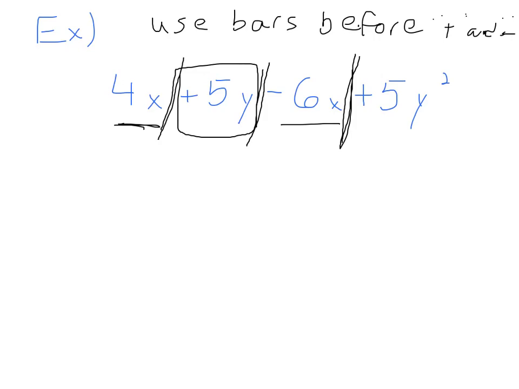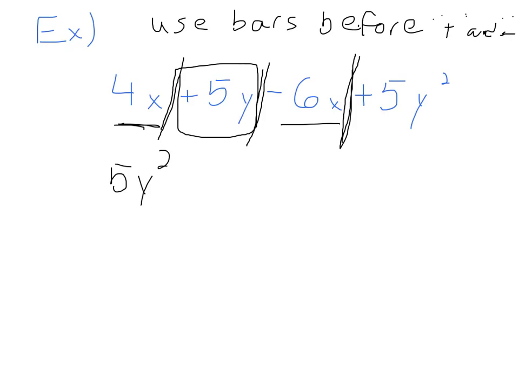So now we have to ask ourselves, okay, which term would come first? Would the x's come first, the y's come first, or the y's to the second power come first? Okay, and we just learned that you go with the highest exponents on the variables. So this positive 5y squared is going to come first when I'm writing my answer. 5y squared comes first. Okay.